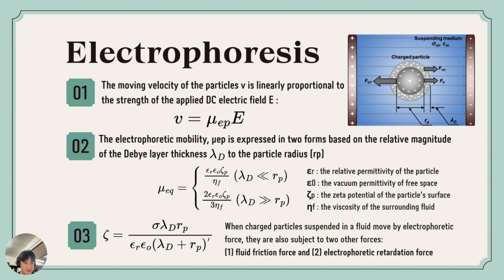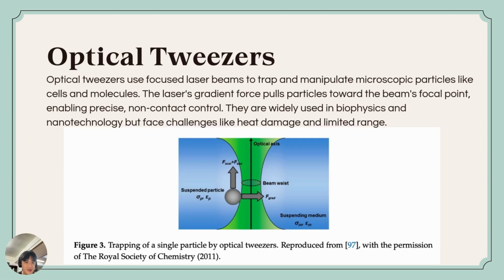So this is the EP's principle. And next is OT, optical tweezers. Optical tweezers use tightly focused laser beams to trap and manipulate microscopic particles. The laser gradient force draws particles to the beam's focal point, allowing non-contact and precise control. This technique is highly valuable in biophysics and nanotechnology, but is constrained by limited range and potential heat damage to samples.